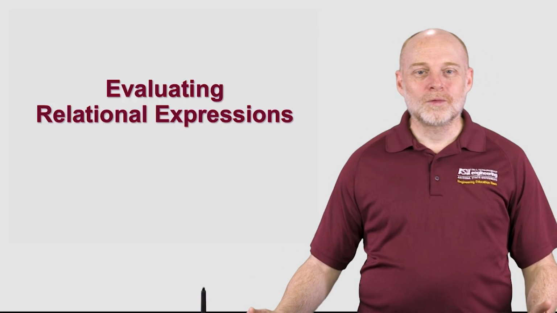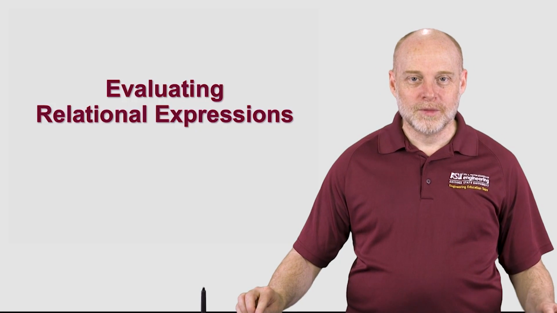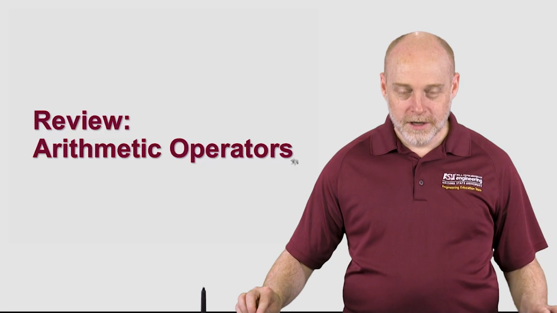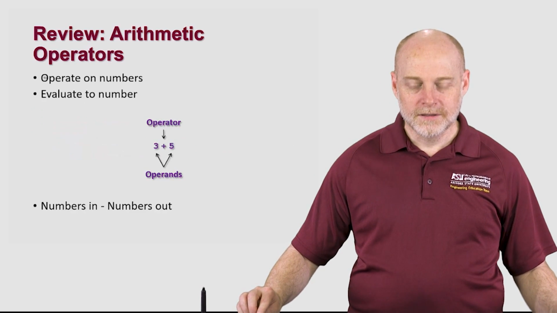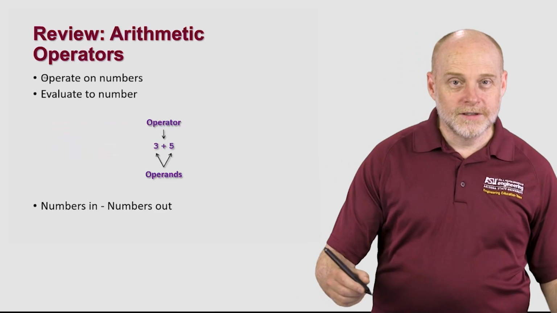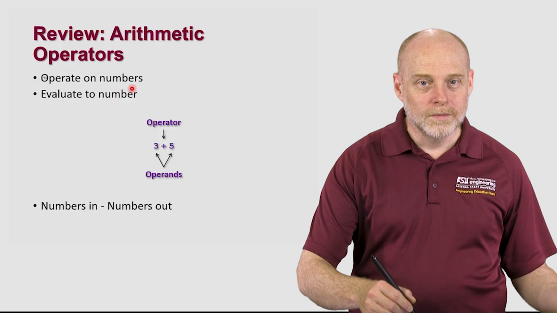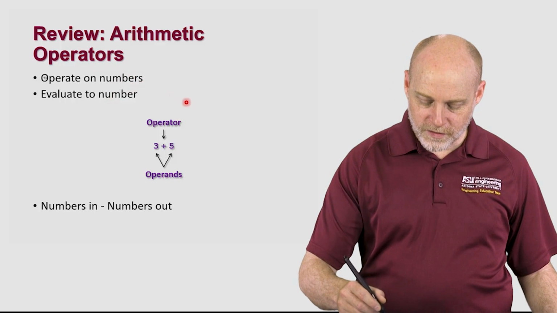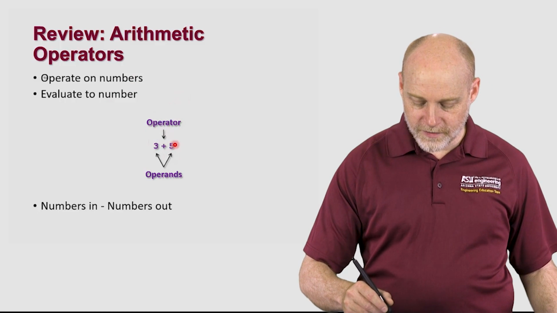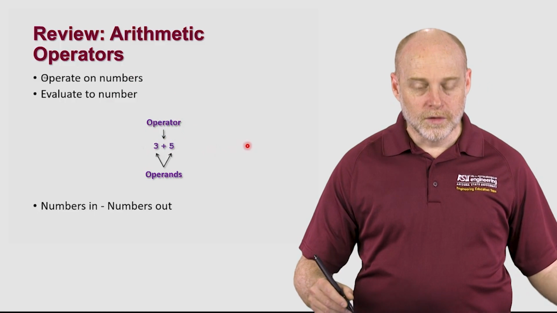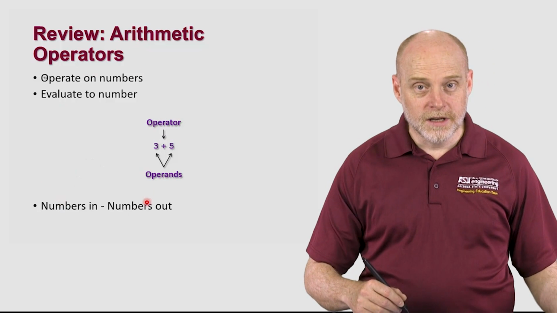So we've been talking about relational expressions, and now we're going to take a look at evaluating some of these expressions, and we'll talk about some more details as we go. First, let's review the arithmetic or mathematical operators. As we discussed, the mathematical operators operate on numbers and are part of expressions that evaluate to numbers. So when we have an operator like the addition operator with two operands like 3 and 5, that's going to evaluate to a value, in this case 8. So mathematical operators, arithmetic operators: numbers in, numbers out.